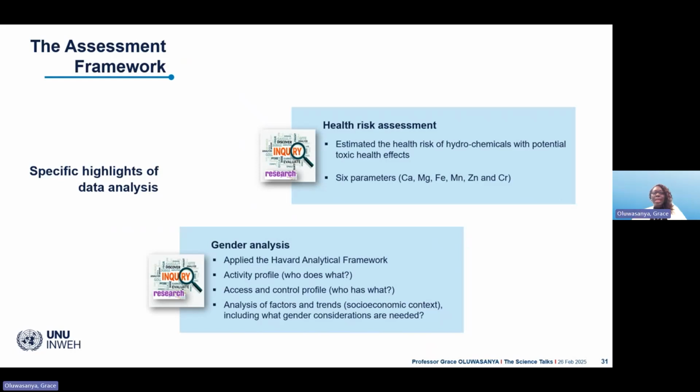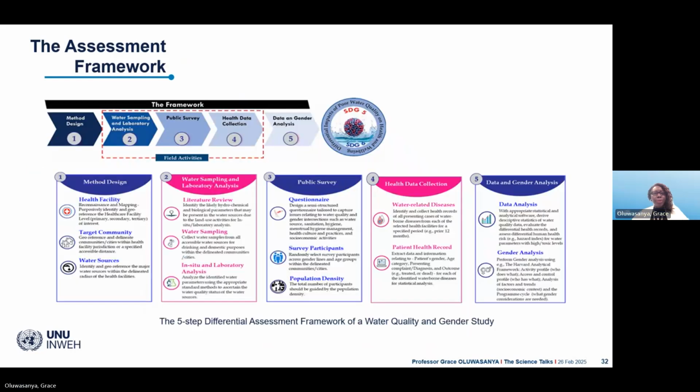In terms of data analysis, we conducted health risk assessments of hydrochemicals with potential toxic health effects. These we identified from the water quality analysis that we did, and they included 6 parameters: calcium, magnesium, iron, manganese, zinc, and chromium. And of course, gender analysis. Here we applied the Harvard analytical framework, the activity profile. So who does what, who has what, what's the socioeconomic context and the gender considerations needed, so that was also done.